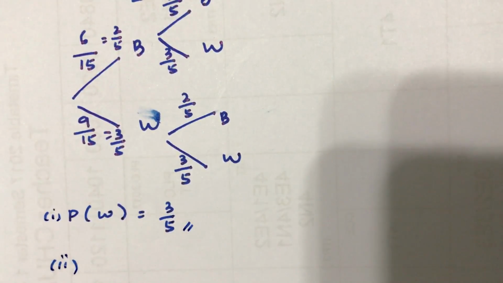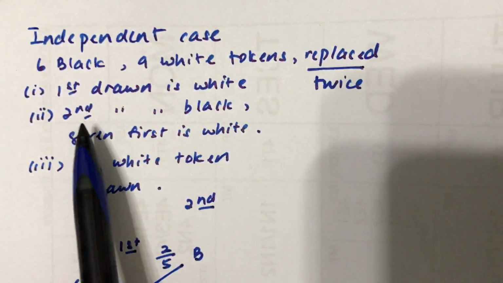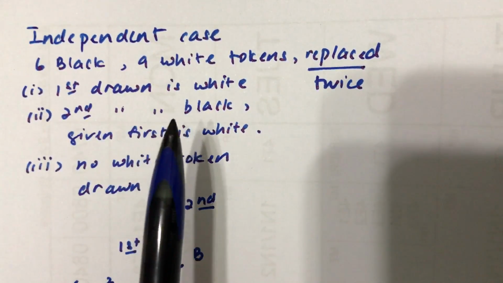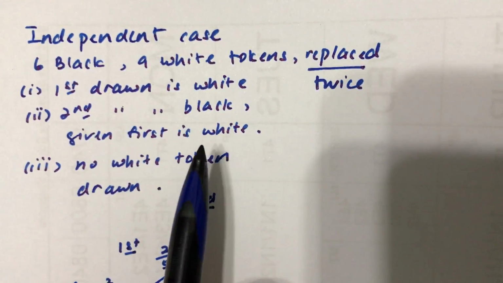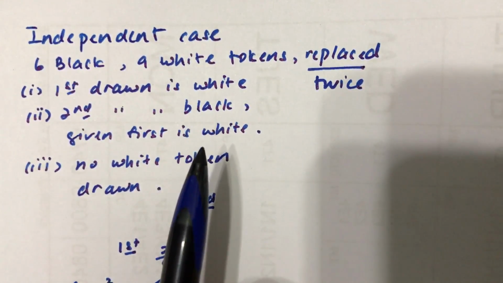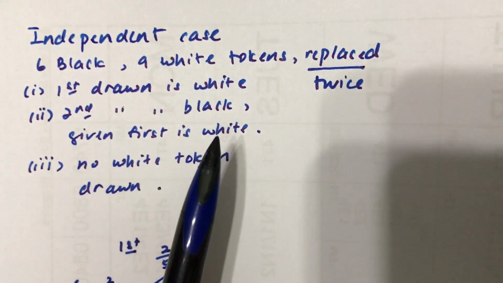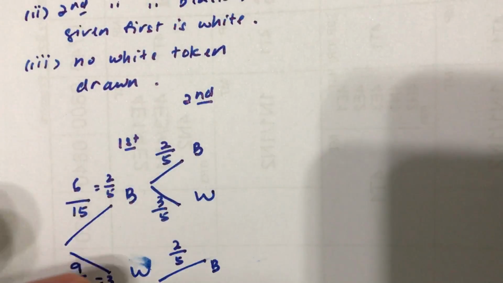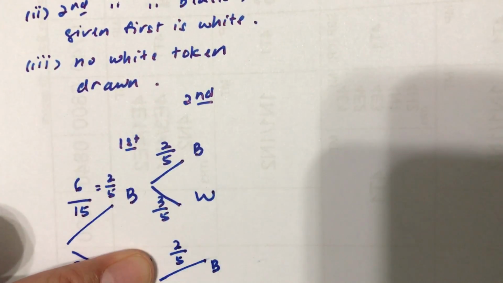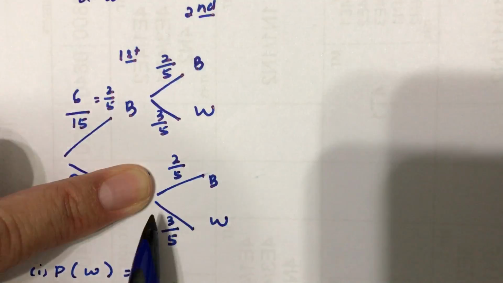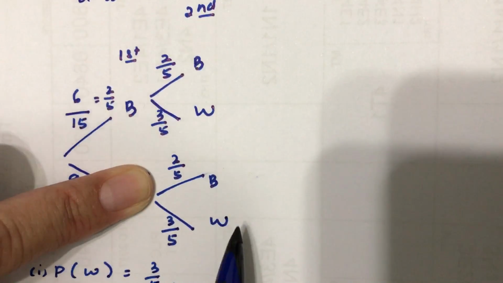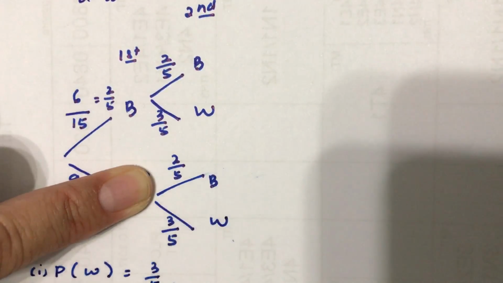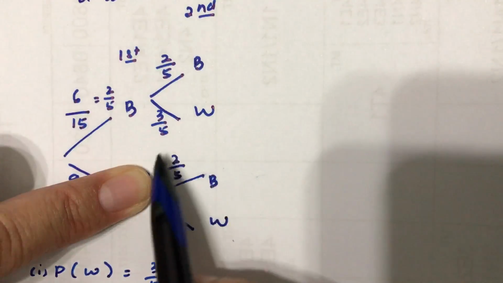Now, the second question is a little bit tricky. It says that the second drawn is black, given that the first is white. Second drawn means I only want 1 token. I'm not asking for white and then black. It's not the same. Given that the first one is white means I actually took white the first time around, but I'm not going to bother about that. It means that here I have a choice of either black or white. So the question is, what's the probability of getting a black? I just want 1 token that is black, but it's the second time around.